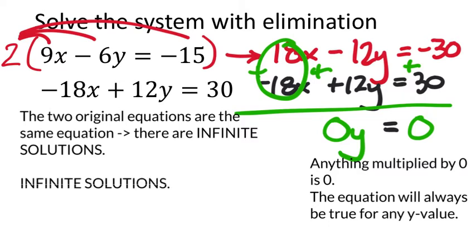Okay, and that's all we'd need to say. And why is there infinite solutions? Because if you were to graph these, you would end up with the same line. It's one line that's on top of another.